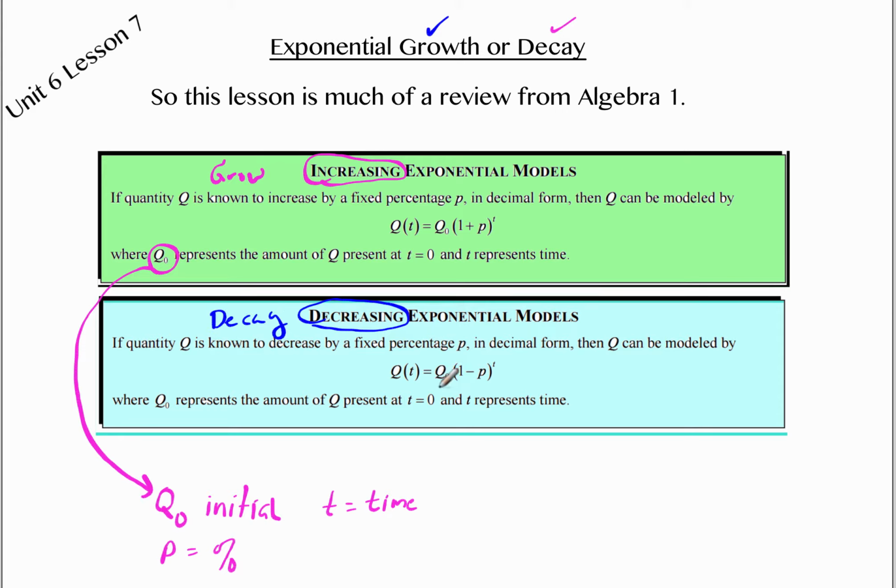Because everything is the same. You have Q sub 0, in other words, your initial investment, but then your percentage has to be subtracted from 1. Most kids just put the percentage in. And when we do a decreasing model, I'll explain that some more.